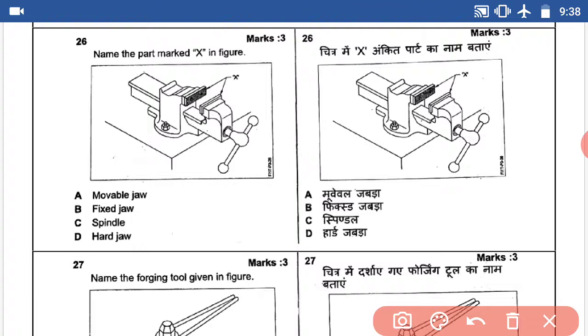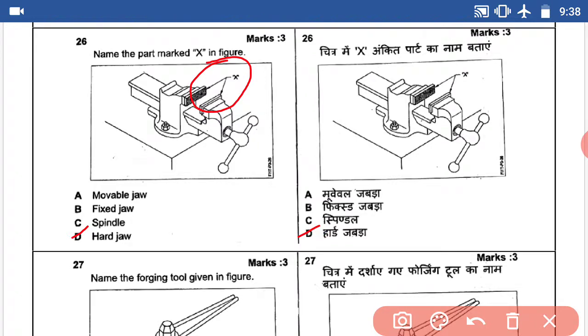Question number 26. Name the part marked X in the figure. This image is plunge vise. The X mark name is hard jaw. Hard jaw. Answer D.